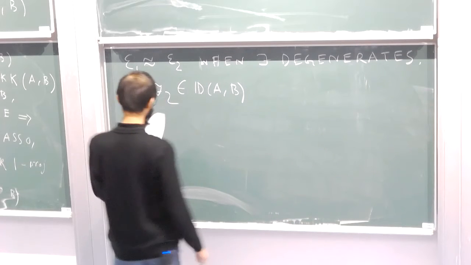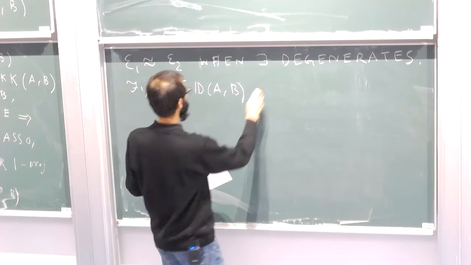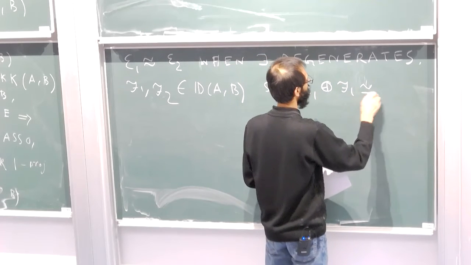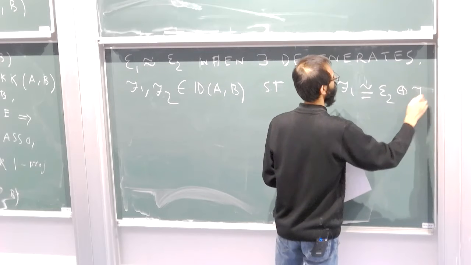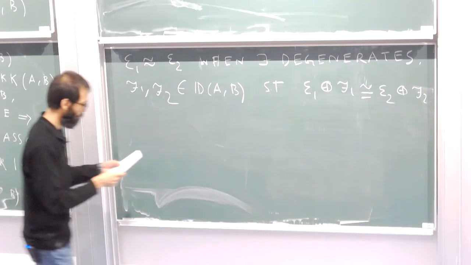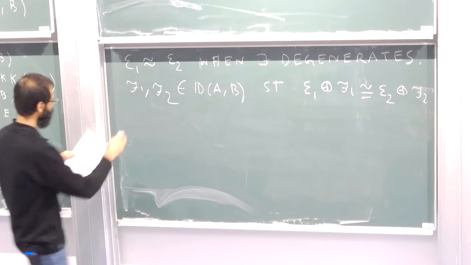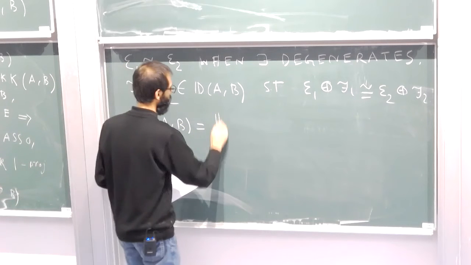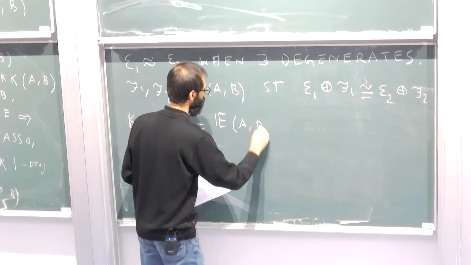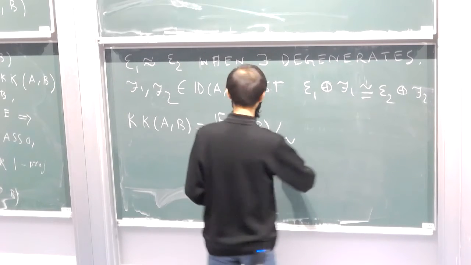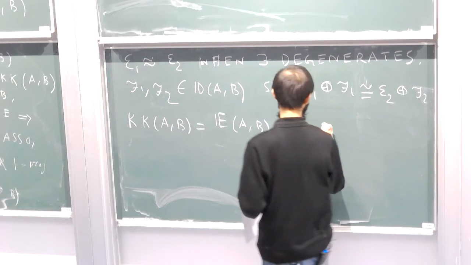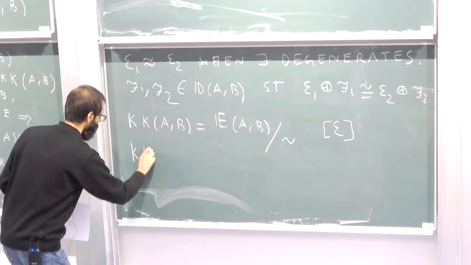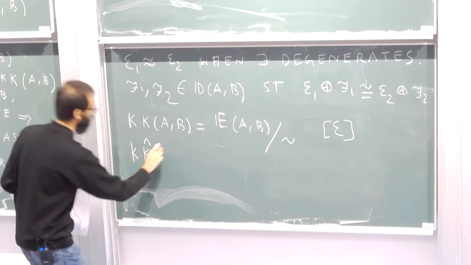And that is why Kasparov comes, such that E1 direct sum F1 is isomorphic to... it is an equivalence relation. So KK AB is E of A, B with respect to the equivalence relation I just erased, and the class of E is written as square bracket E, with a hat on the second leg.